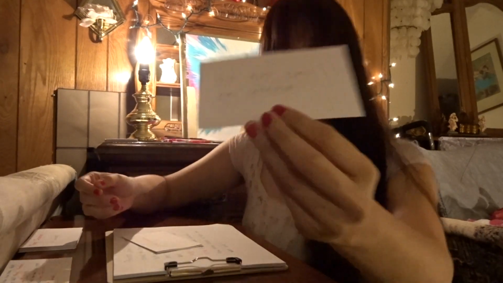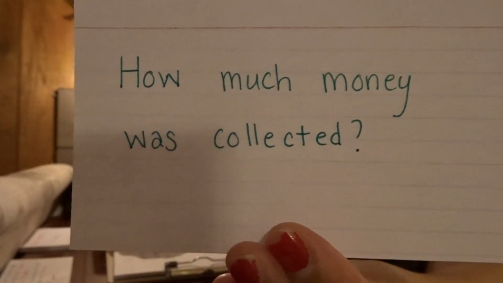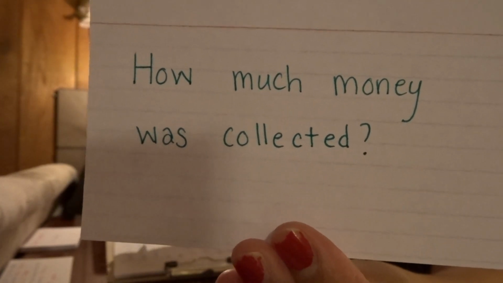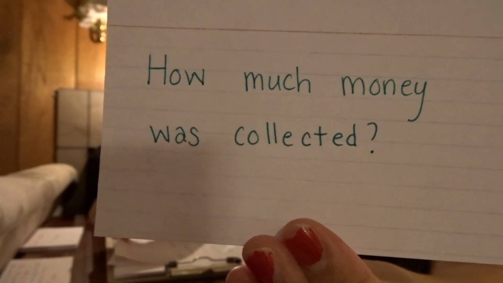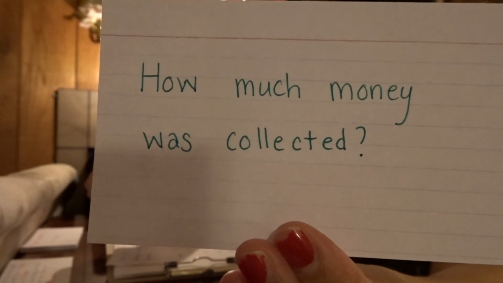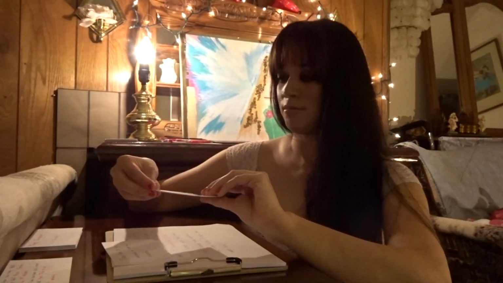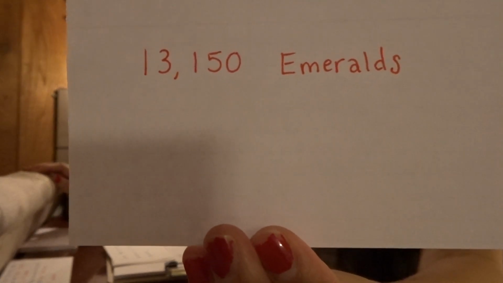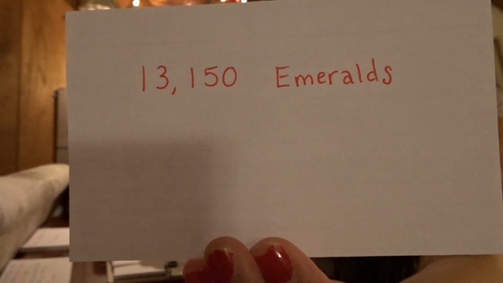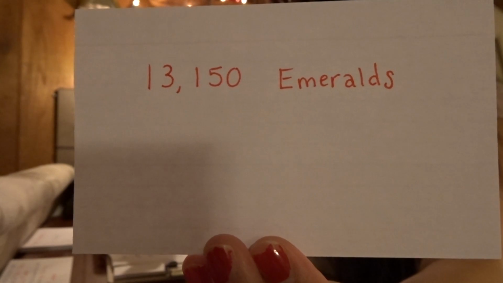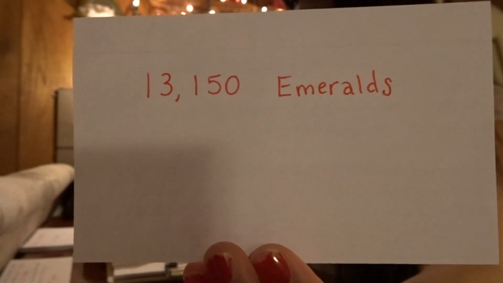And we have to ask ourselves, how much money was collected? Do we know that? Yes, we do. So how much money was collected? And this time, it's not dollars. The currency here is emeralds. So there were 13,150 emeralds that was collected. Since there were 2 unknowns, we need 2 equations.